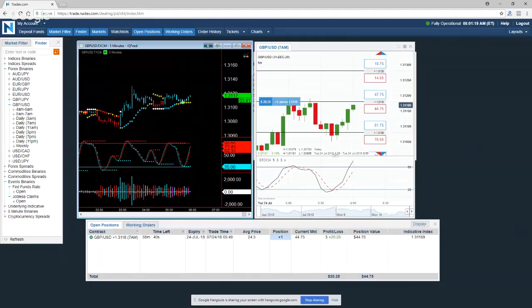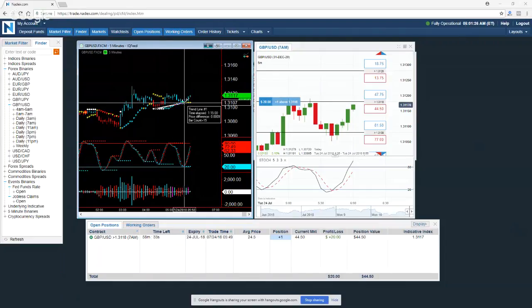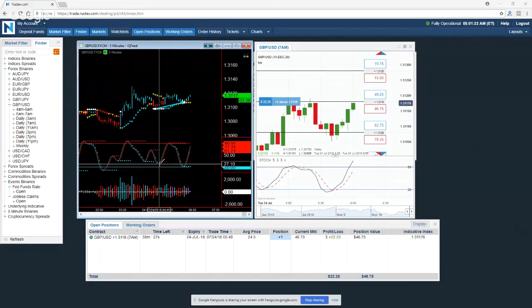You can see, and this is one of my favorite patterns to trade, regardless of whether it's a 5-minute chart or a 15-minute chart, that as price was making higher highs, the stochastics was making lower highs. And that is your divergence signal.